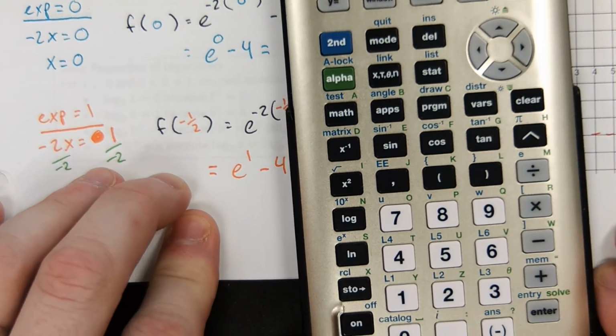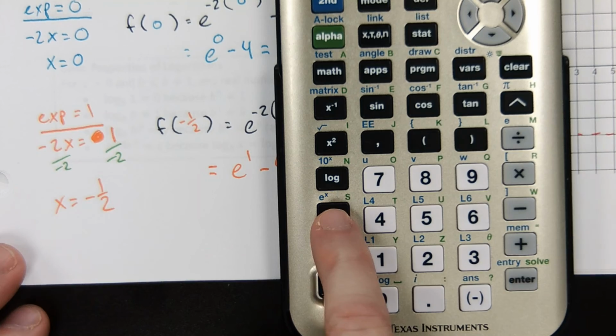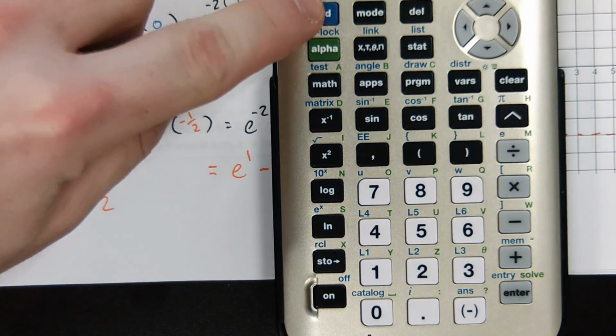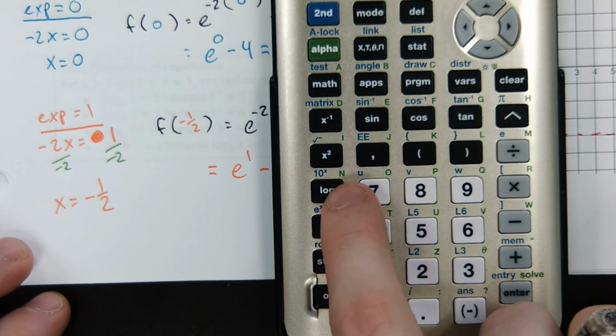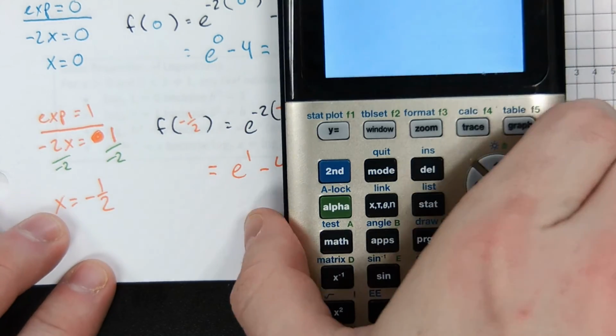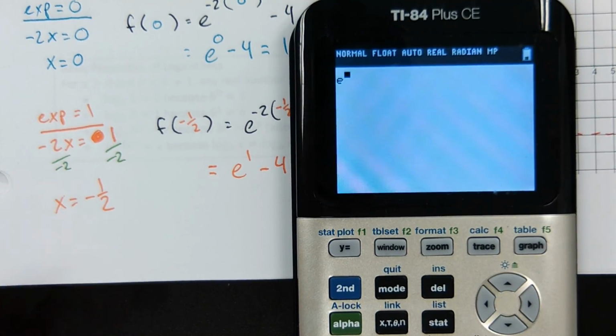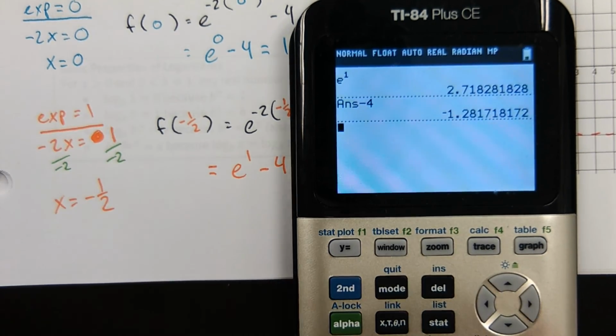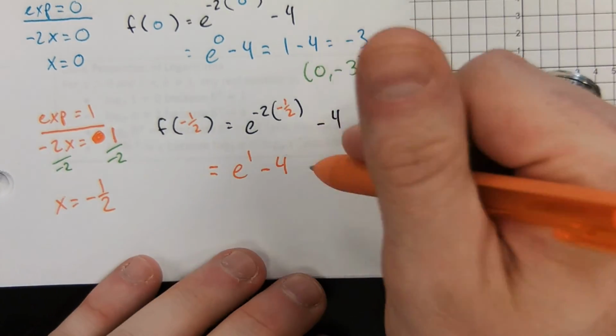But here's how we operate it. E is right there in blue writing on my calculator. Blue writing requires the blue button. Second, ln. You'll notice that the calculator is waiting for an exponent. I said that it's the first power. 1, enter. Then just -4. -1.3-ish. Can we say about -1.3? Comfortable with that? Okay.